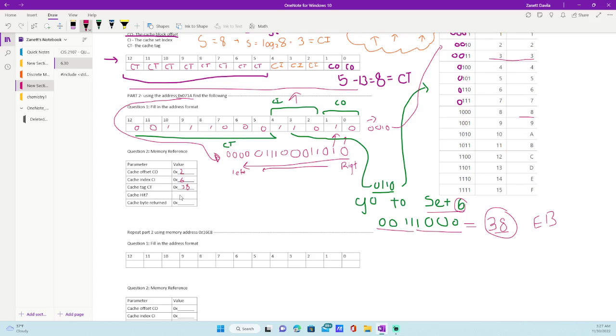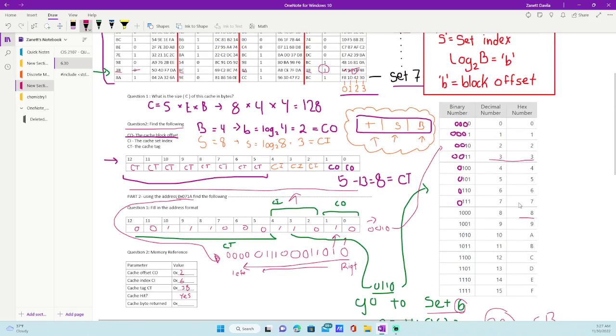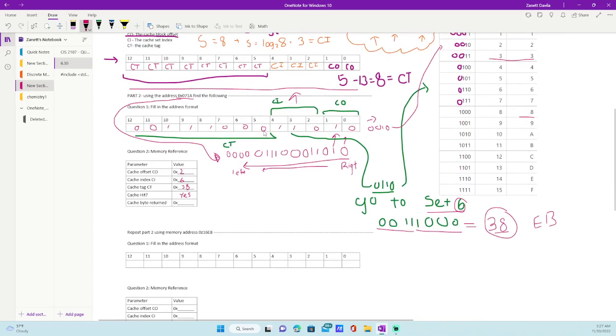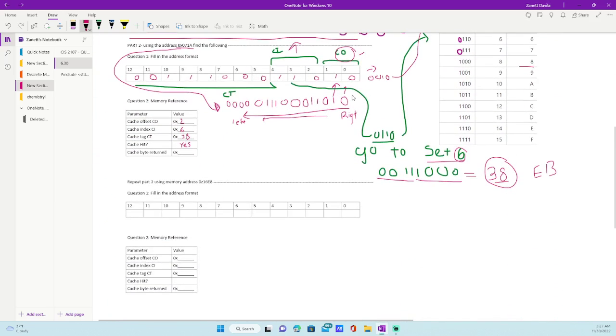It'll be yes, because we found it and there's a 1, meaning that there's data inside. So it's amazing. And cache byte return: we've already determined that the cache byte return was EB because it is the second one. Remember, cache offset determines where we go to look for what data is returned. In this case, the data that was returned was the second value. So right here, we're going to put EB.